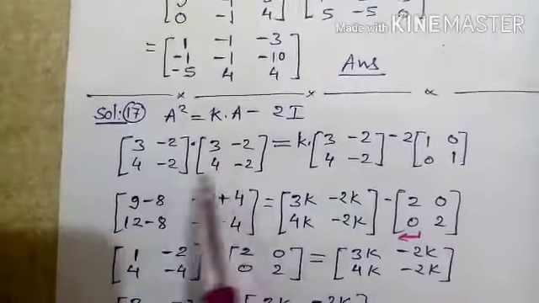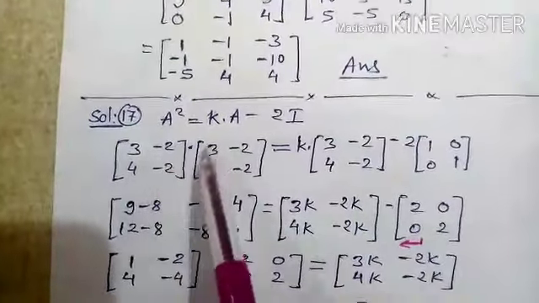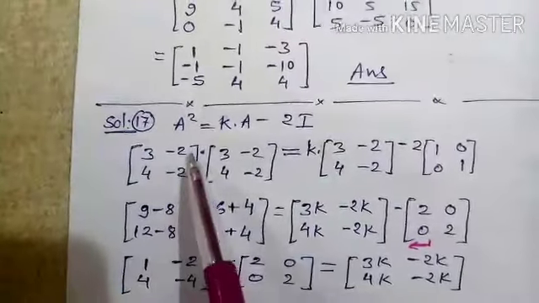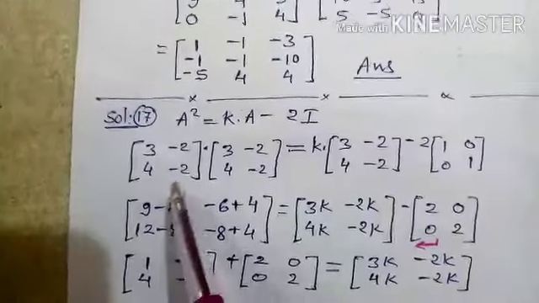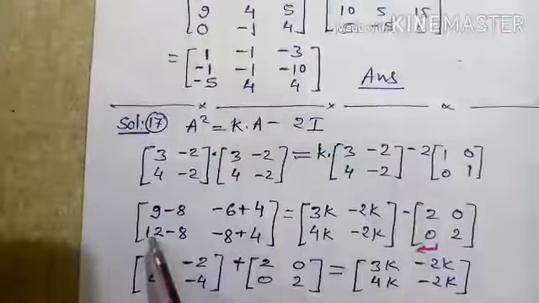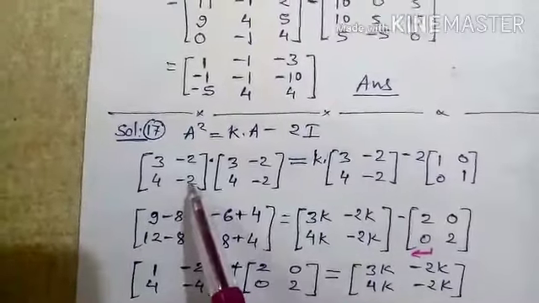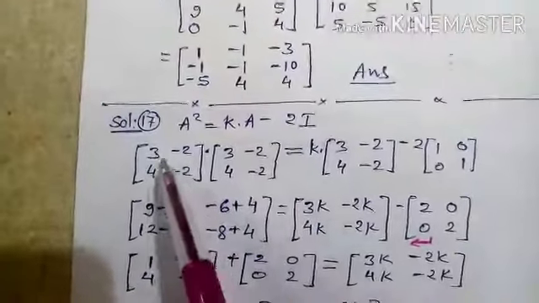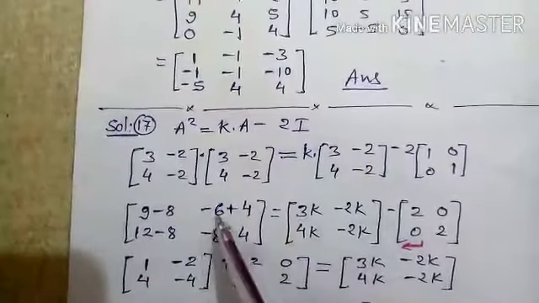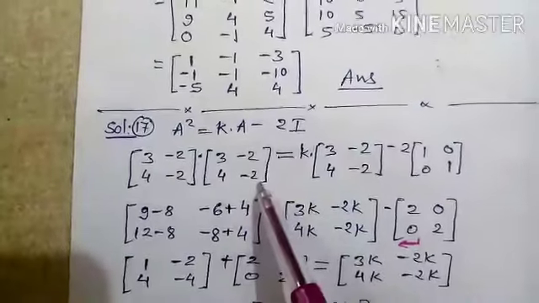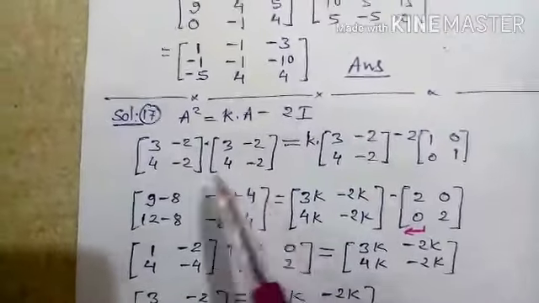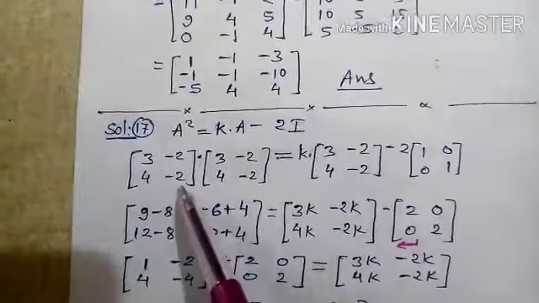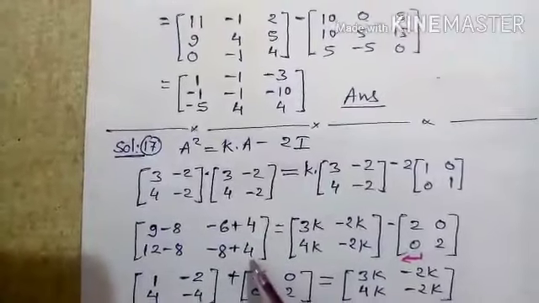So first multiply these two matrices. First row, first column, 3 into 3, that is 9. Minus 2 into 4, minus 8. Second row, first column, so 4 into 3, that is 12. Plus minus 2 into 4, that is minus 8. Now once again, first row but second column. So 3 into minus 2, that is minus 6. Minus 2 into minus 2, that is plus 4. And last element, second row and second column. 4 into minus 2, that is minus 8. Minus 2 into minus 2, that is plus 4.